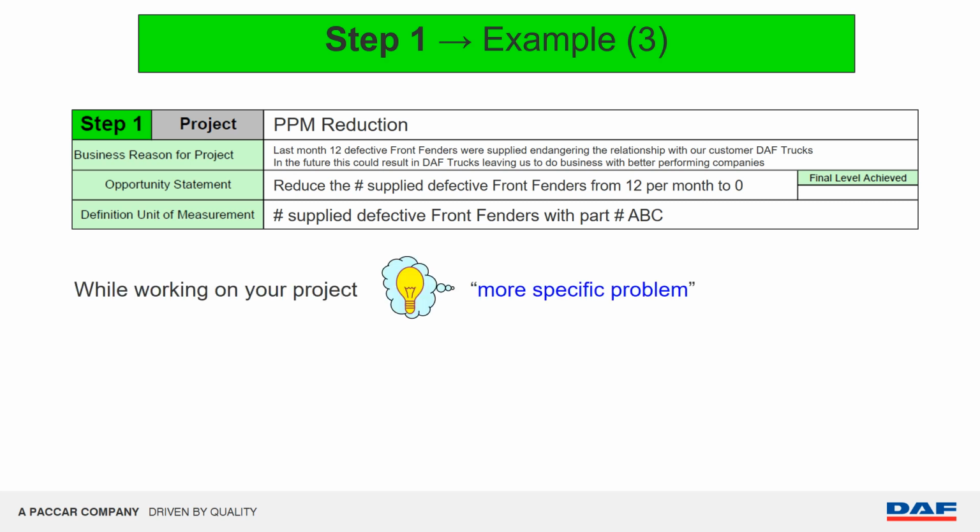While working on your project, your investigation may reveal that the front fenders are defective because of missing inserts. In that case, you can update your opportunity statement to reduce the number of supplied defective front fenders due to missing inserts from 12 to 0. Your definition unit of measurement will change to the number of supplied defective front fenders with part number ABC with missing inserts.